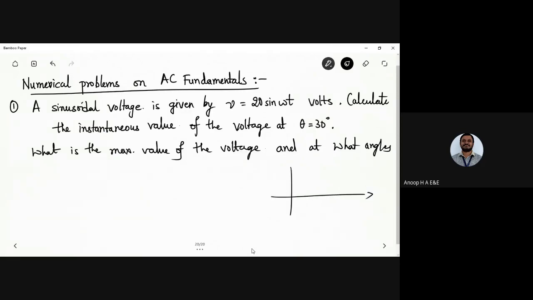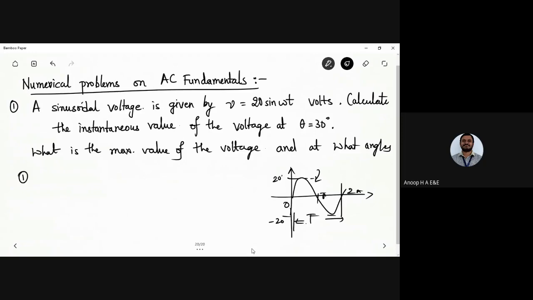For your reference, you can draw a simple wave like this, and this is the time period, from 0 to pi and 2 pi. This is the instantaneous value of voltage. 20 volts is the maximum, and this one would be minus 20 volts.